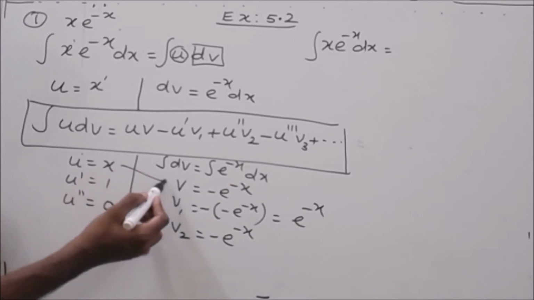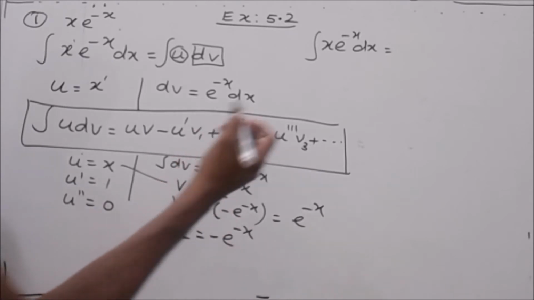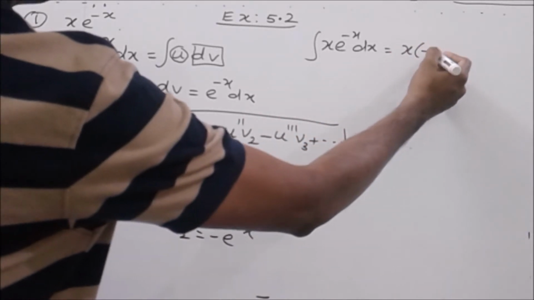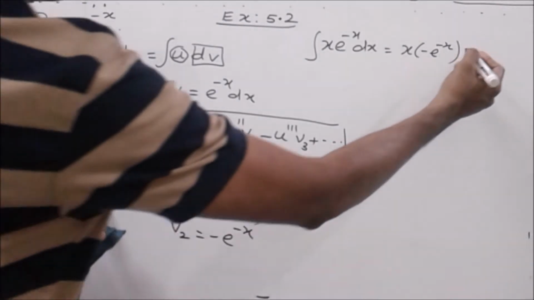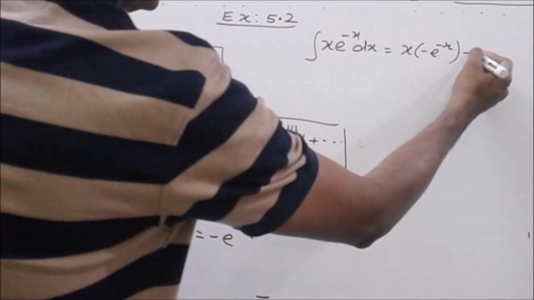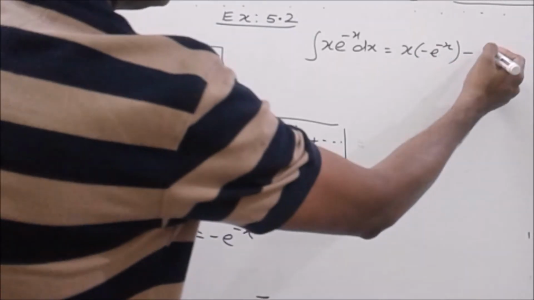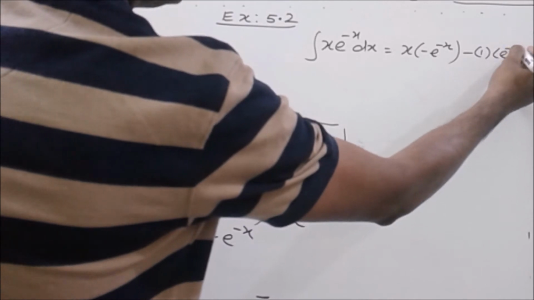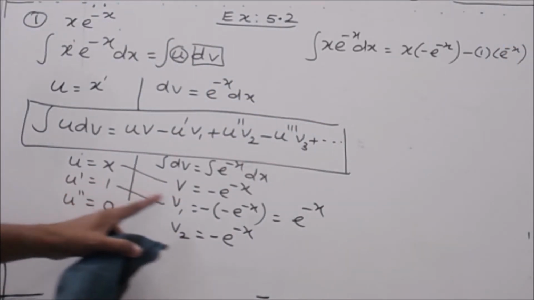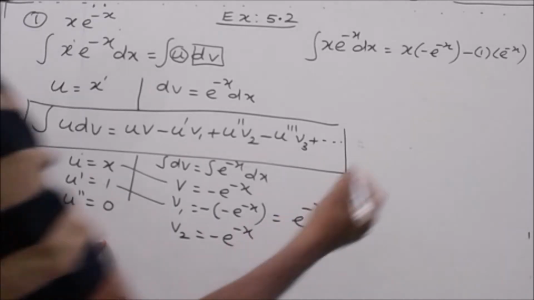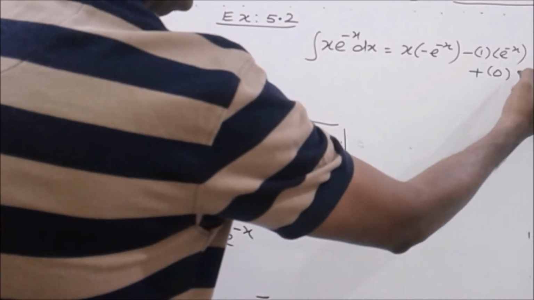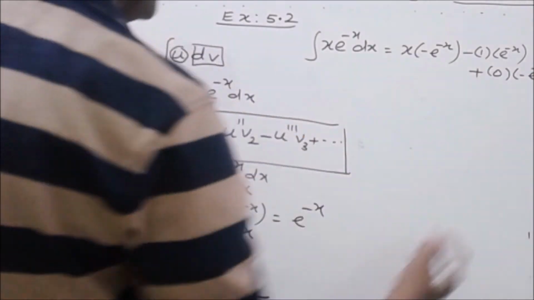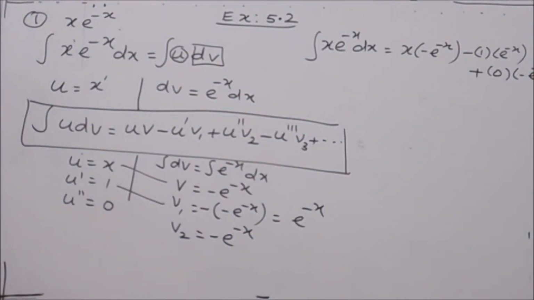Now multiply these two: u v1, x into minus e power minus x. Then u dash v1: 1 into e power minus x, minus u dash into v1, by formula. Then u double dash v2, and u double dash is 0, into v2 minus e power minus x. The derivative becomes 0. We can stop the process here.